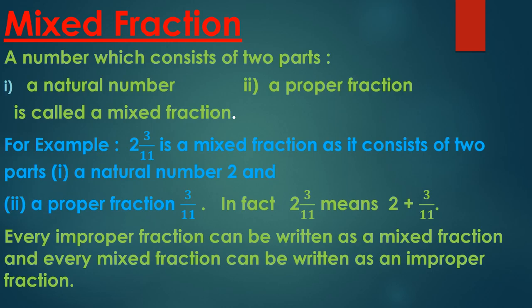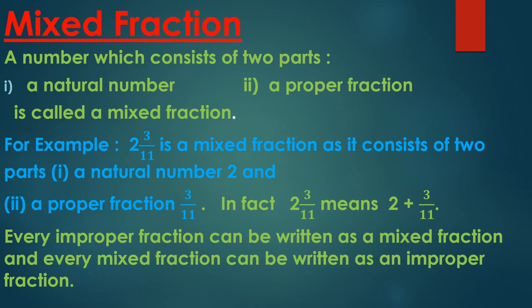Natural number is 2. We can say 2 is a whole also. And 3 upon 11 is a proper fraction. Why is it a proper fraction? Because the numerator is smaller than the denominator. So this 2 3 upon 11 consists of two parts. One is a natural number, that is 2. One is a proper fraction, that is 3 upon 11. So this is a mixed fraction.